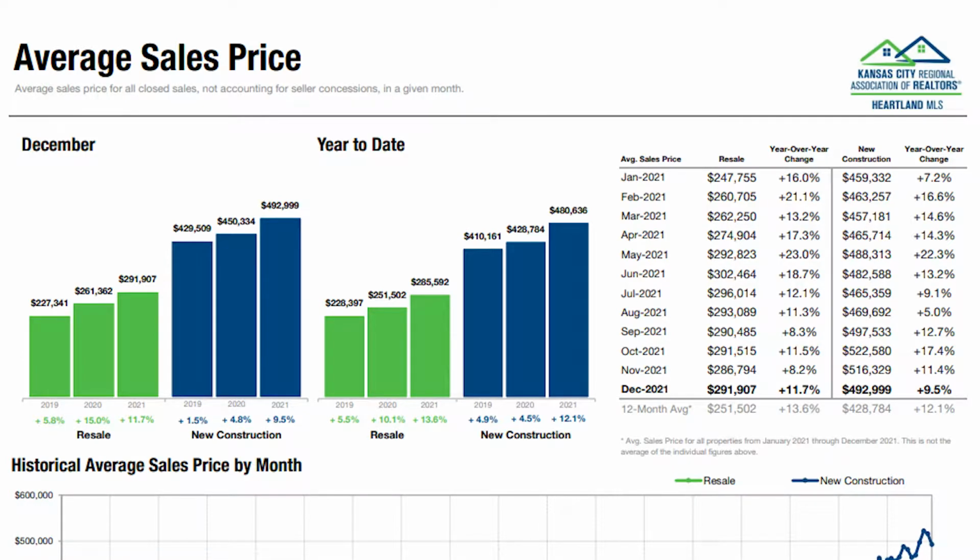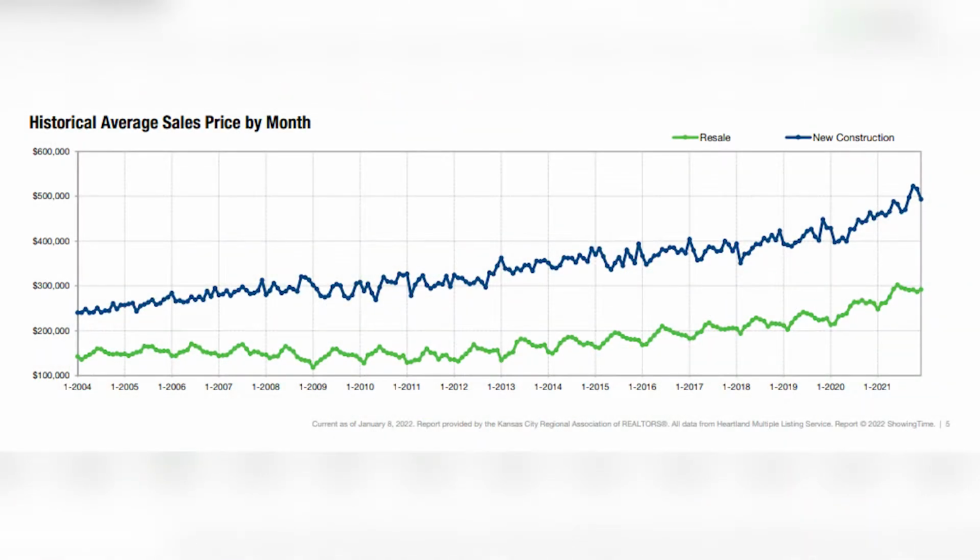The first thing we look at is average sales price. One of the things that you may remember me saying often is that real estate doubles in value every 20 to 30 years. In the Kansas City marketplace, we typically see it doubling every 20 years in the areas that we're investing in. The graph that you're actually seeing on screen now validates that.